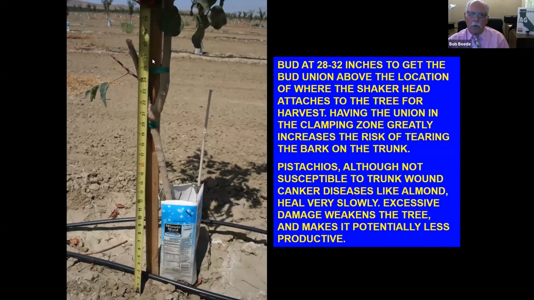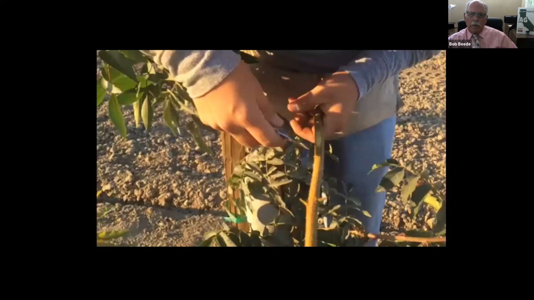We're budding at 28 to 32 inches to get above where the shaker occurs. And you don't want to have that bud union, as Craig pointed out, down in here, because when the shaker grabs it, it's going to tear the tree up, and that now causes less growth in your beloved pistachio tree. Although pistachios are not as susceptible to wound cankers like almond, they heal very slowly, and excessive damage weakens the tree. Okay, let's just see how fast these budders are.